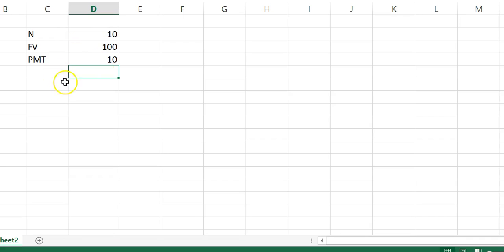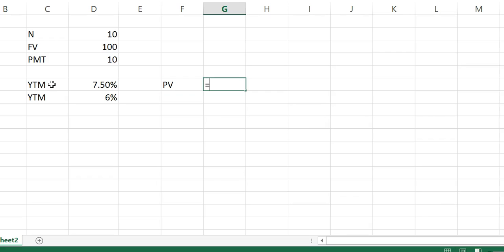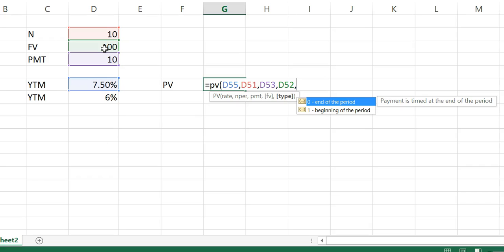And then we're going to figure out price for two scenarios. So one scenario would be yield to maturity of 7.5%. And the other scenario would be yield to maturity of 6%. Okay, so present value in this first case would be equal to PV. Our rate is 7.5, number of periods is 10, payment is 10, future value is 100.